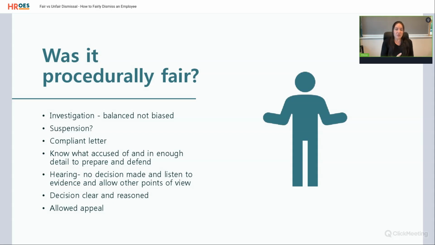Now, the employee needs to know what they've been accused of, in enough detail to be able to prepare and defend. One of my favourite examples to give here is where you've got an employee who, by way of example, has taken stock from a shop floor and has taken it home with them and not returned it. The knee-jerk reaction there is to want to accuse someone of theft. Now, the legal definition of theft is someone who has permanently deprived somebody else of property and has the intention of keeping it.